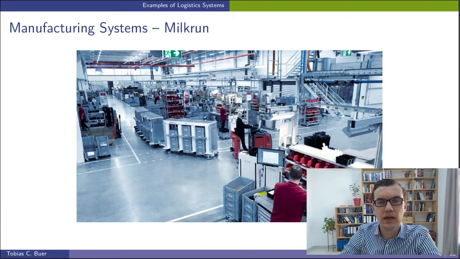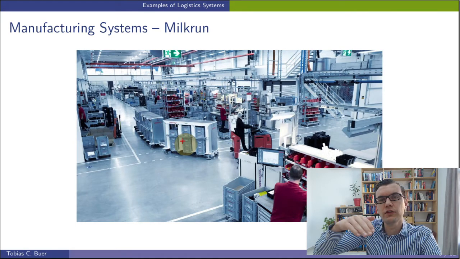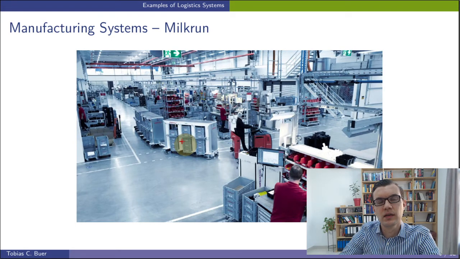When these boxes are empty and we need more supplies, the worker can get these supplies from this small train, or what we call a milk run system. These boxes are traveling through the factory floor and provide the replenishment materials to these workstations. It's a nice example of a logistics system in the production context.